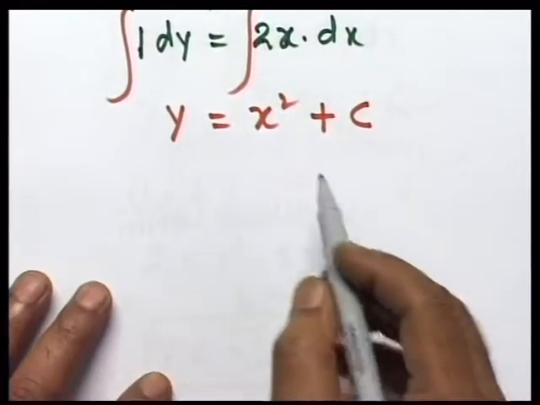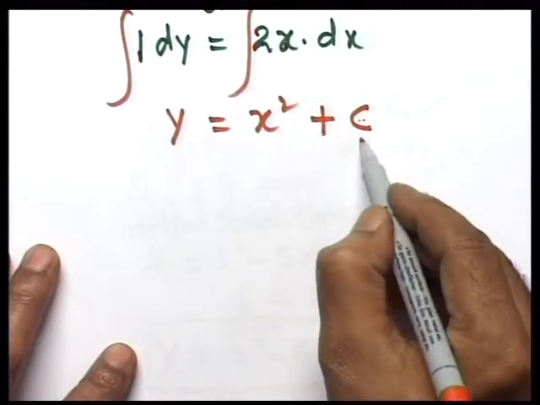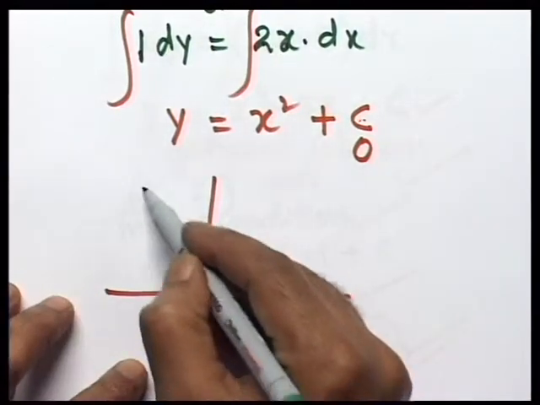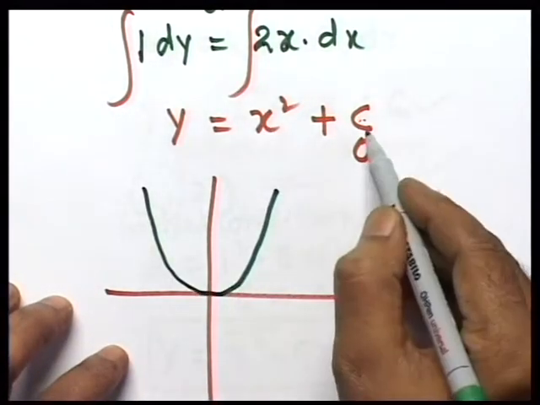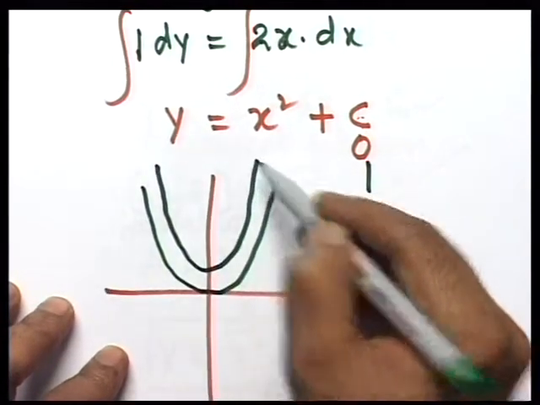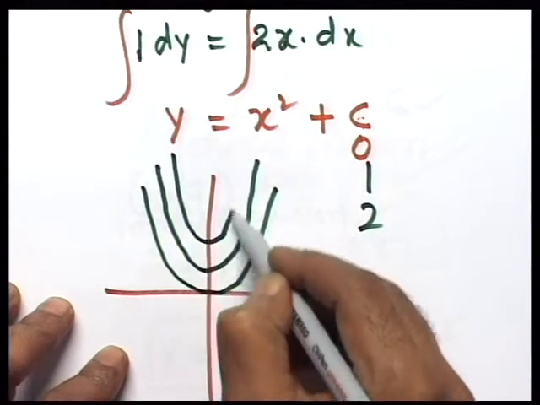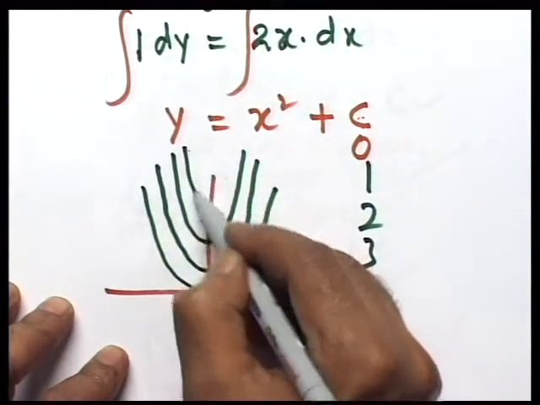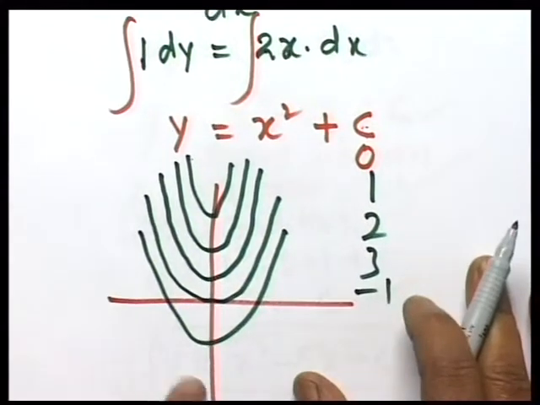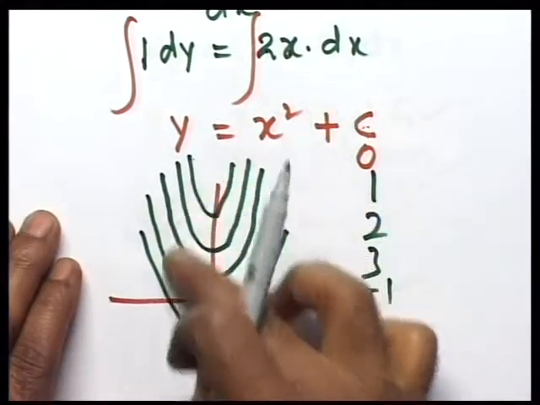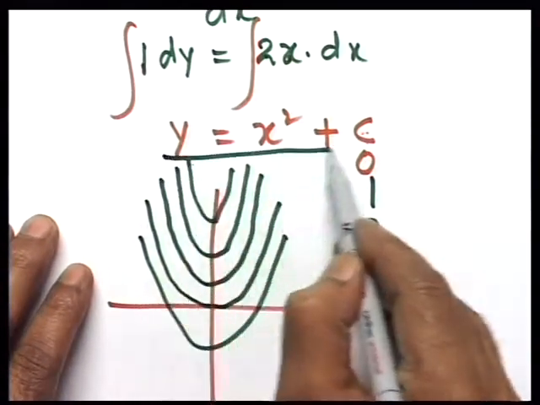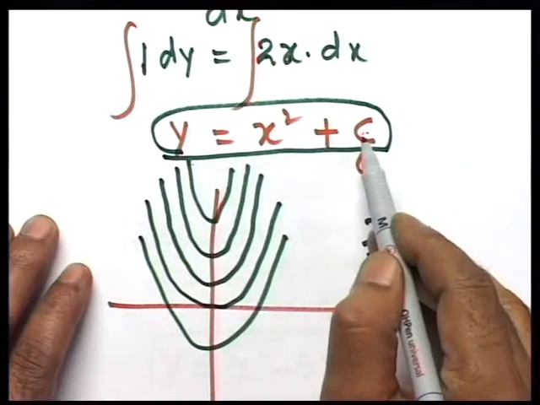When c is 0, the curve might look like this. You all know, it's a U-shaped curve, right? When c changes to 1, this curve will move one step up. When it's 2, that goes up again, right? When it's 3, that goes up. When it's minus 1, maybe that comes down. So what you need to know, these are called a family of curves, right? That is the general solution because we don't know c.